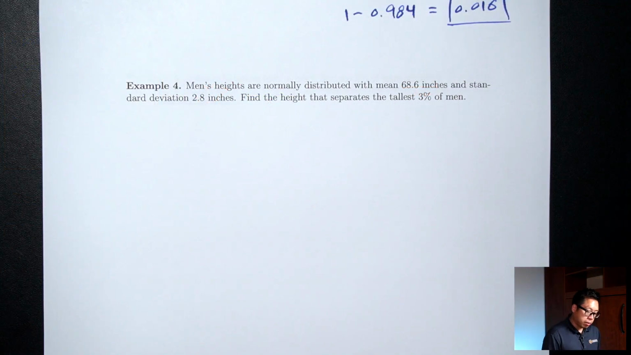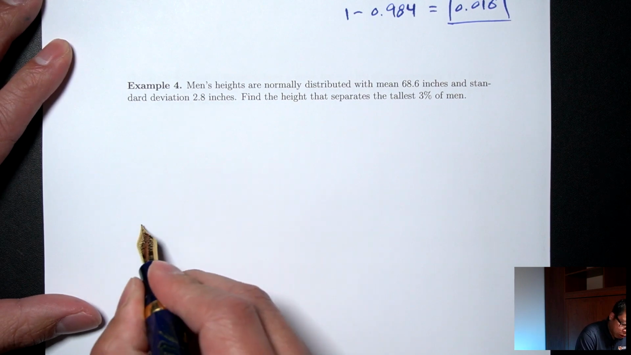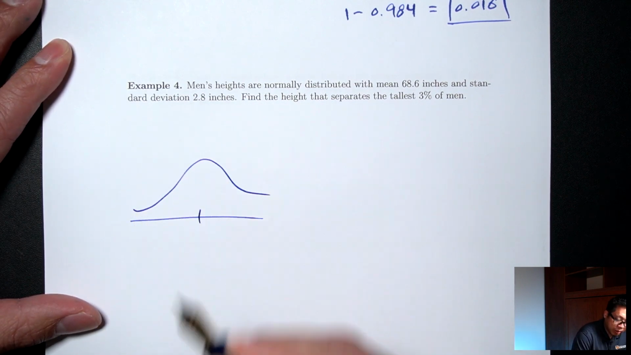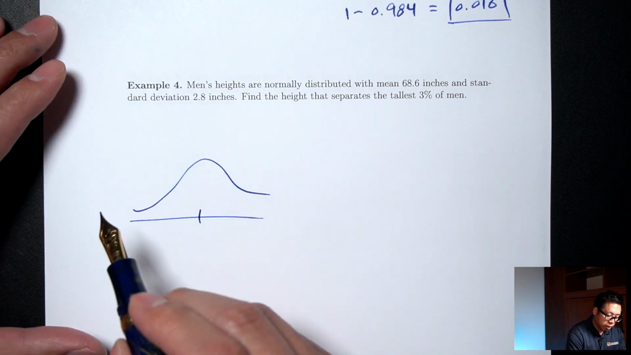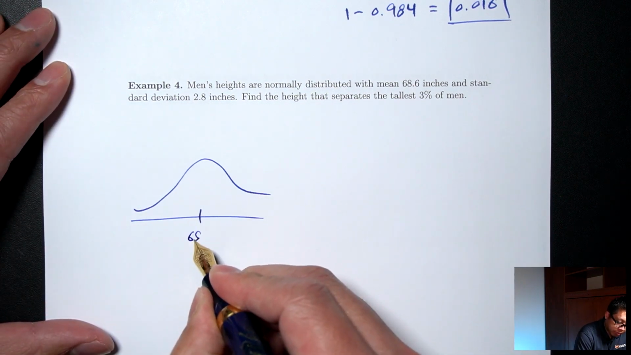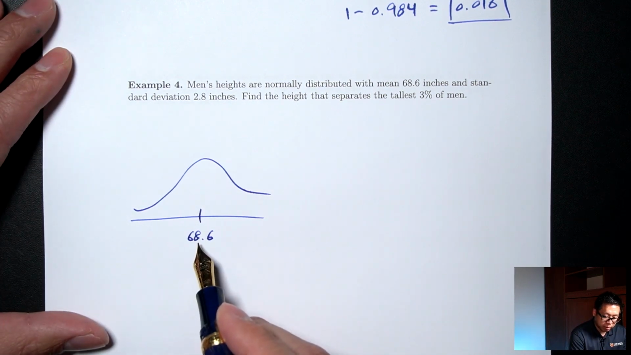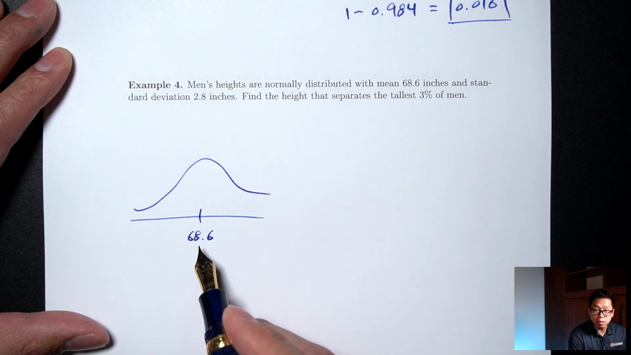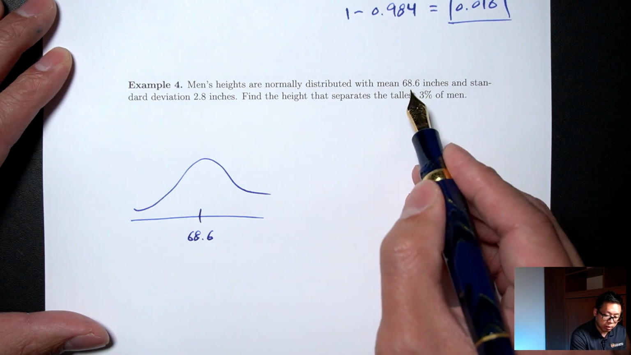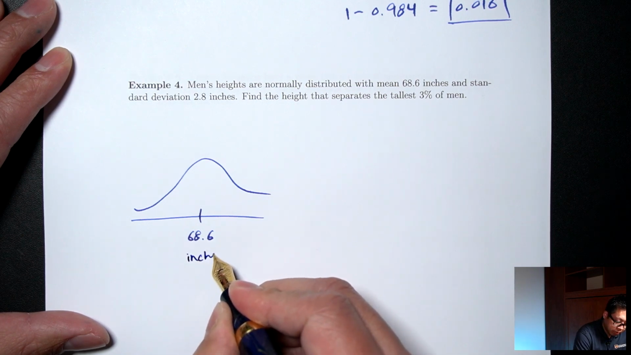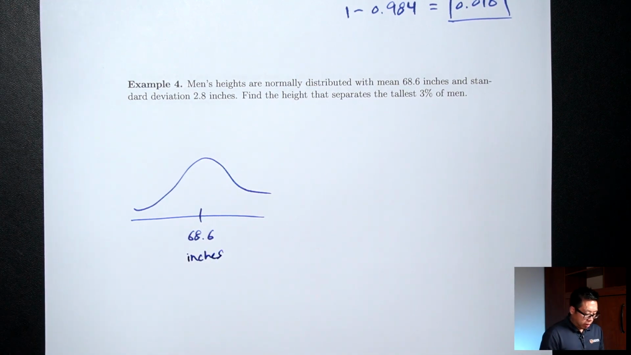Example 4. Men's heights are normally distributed with a mean of 68.6 inches and standard deviation 2.8 inches. Find the height that separates the tallest 3% of men. First thing I always do, draw the normal distribution picture and put the mean in the middle. So our mean here is 68.6. And then I'm also going to label what this x-axis represents. What is this 68.6? This 68.6 is inches, or height. So anytime I see inches, that's an x.